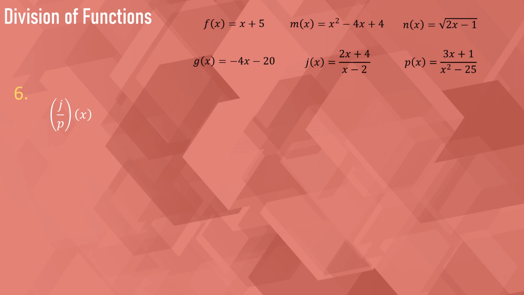Now this function g over p of x is equal to j of x over p of x. So, ang j of x ito ay isa siyang rational function 2x plus 4 over x minus 2. And p of x is also a rational function 3x plus 1 over x squared minus 25. Bago natin i-simplify ito, kailangan muna natin alamin kung ano mga bawal gamitin.